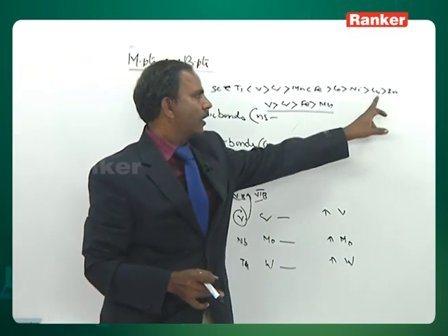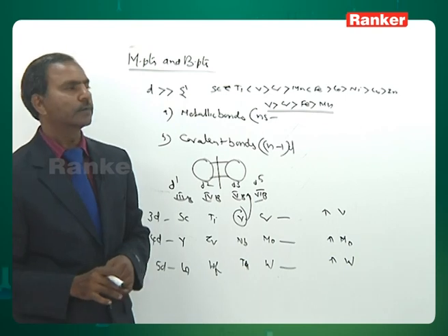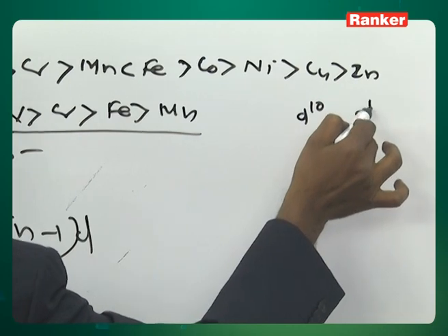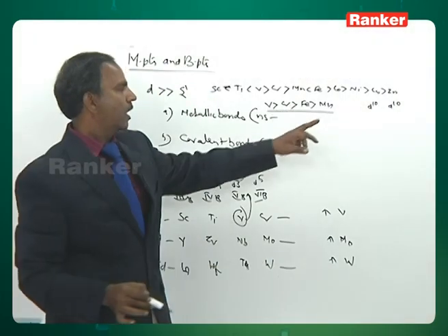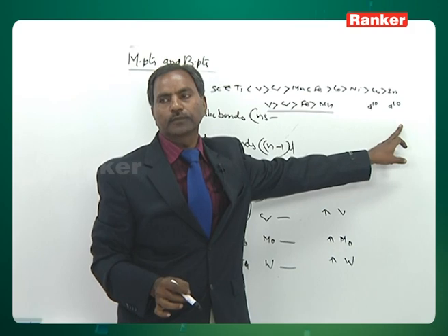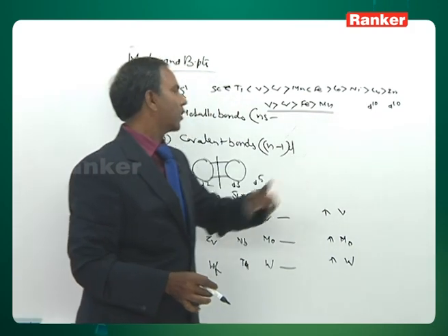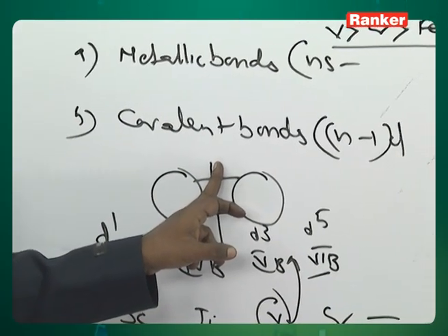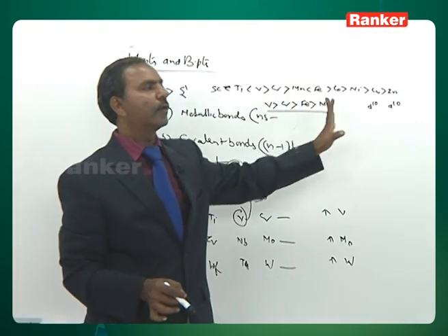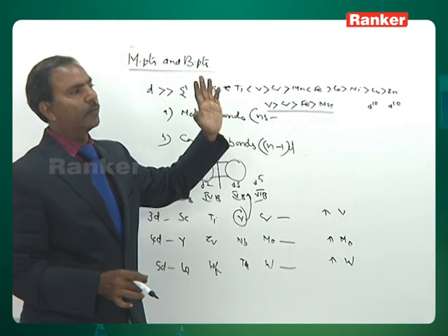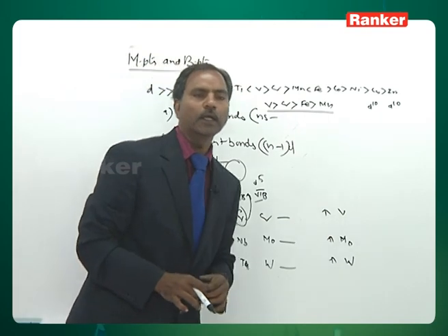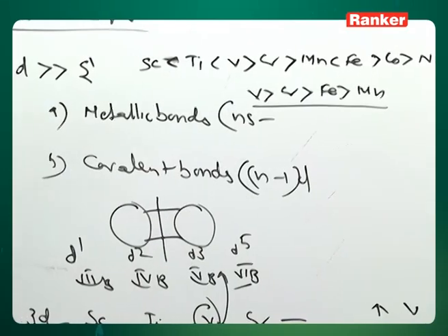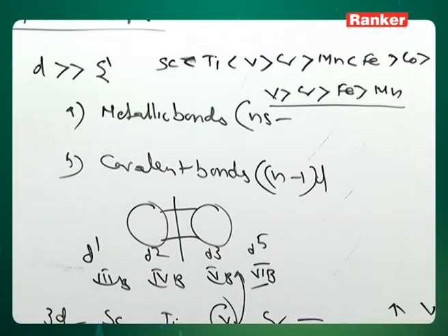Next, copper and zinc generally have low melting points. What is the reason? In the case of copper and zinc, d10 electronic configurations are there. Since they have fulfilled d orbitals, d10 electronic configurations, they cannot form any covalent bonds. In copper and zinc, covalent bonding is not possible. Therefore, they form only one type of bond, so their melting and boiling points are comparatively less. This is about the melting and boiling points of d block elements.